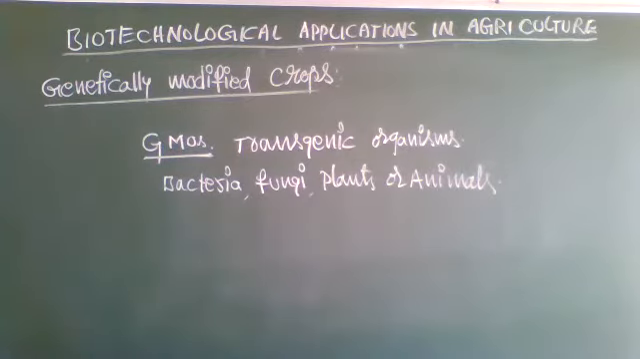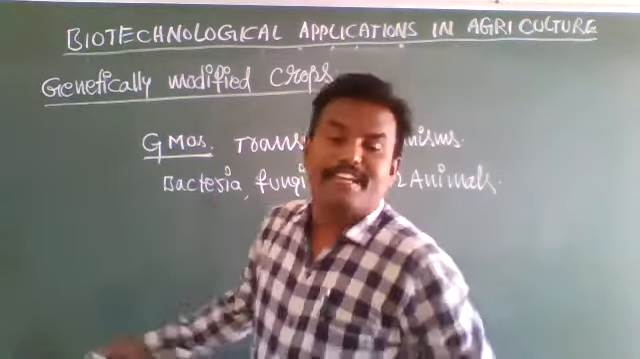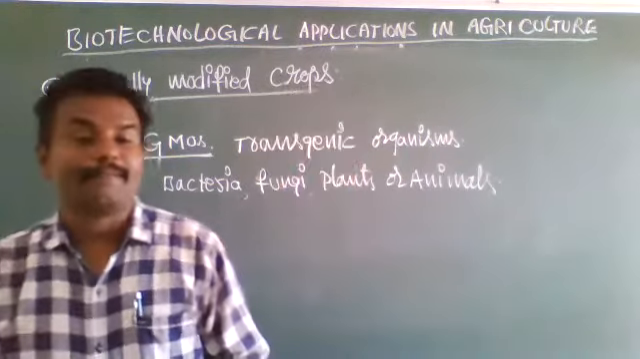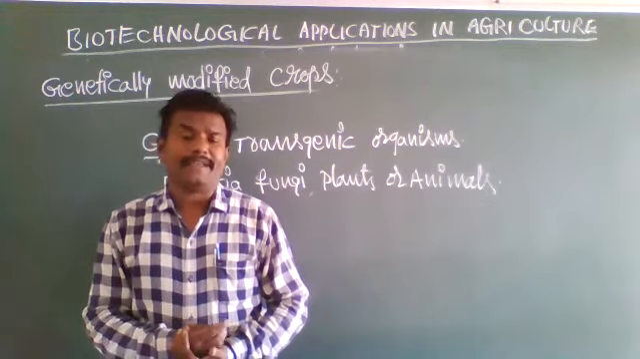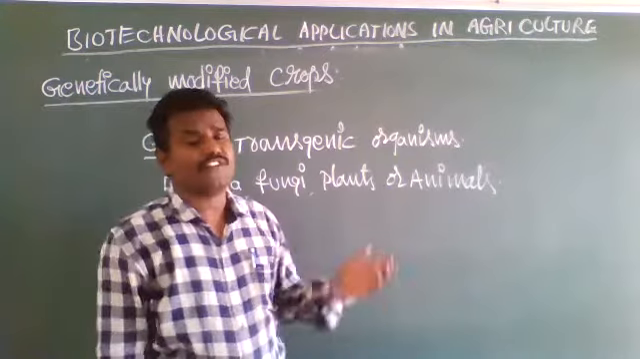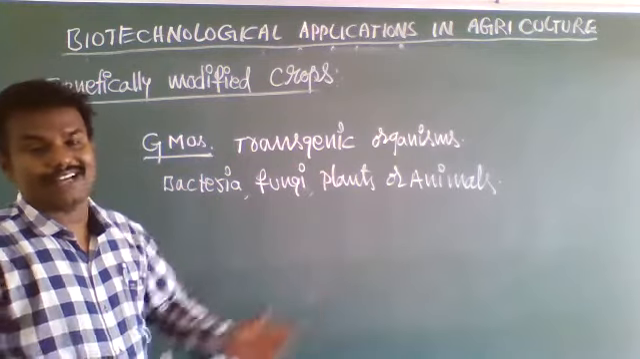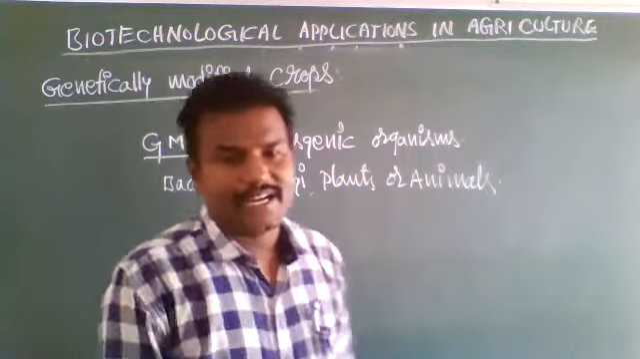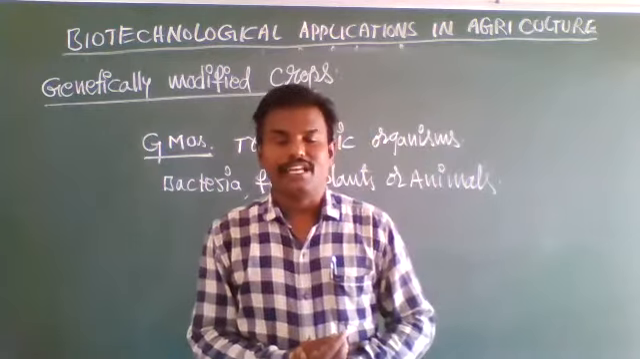Next, genetically modified organisms are useful in many ways. So what are those ways? Already we discussed yesterday: in medicine, bioremediation, the pharmaceutical industry, waste treatment, energy production, in different streams. Genetically modified organisms are useful in many ways to mankind. That was already discussed earlier. So this is the information about biotechnological applications in agriculture.